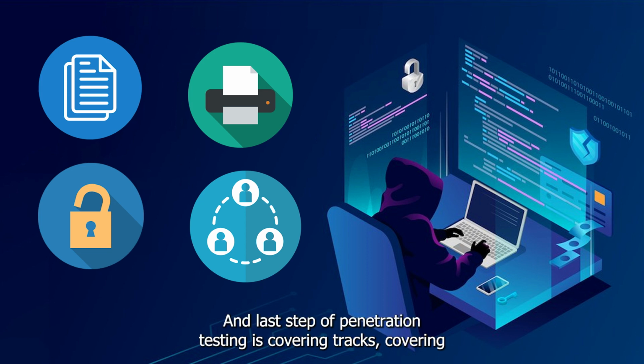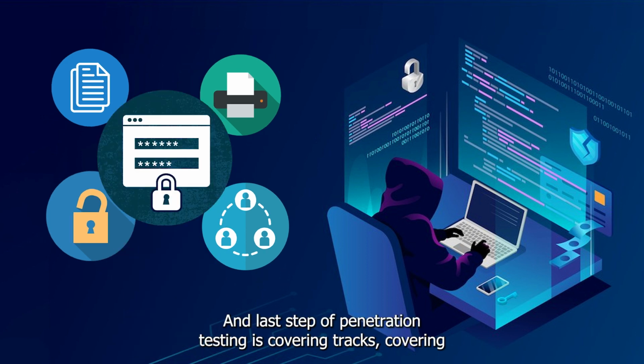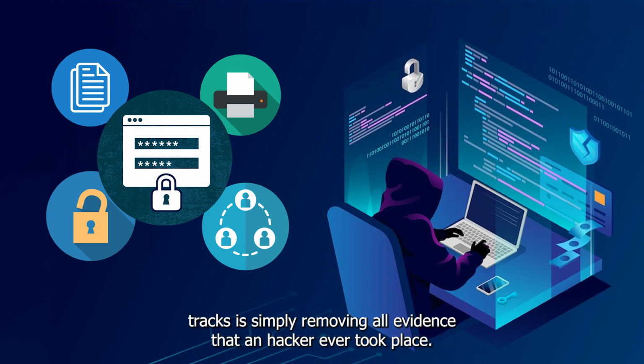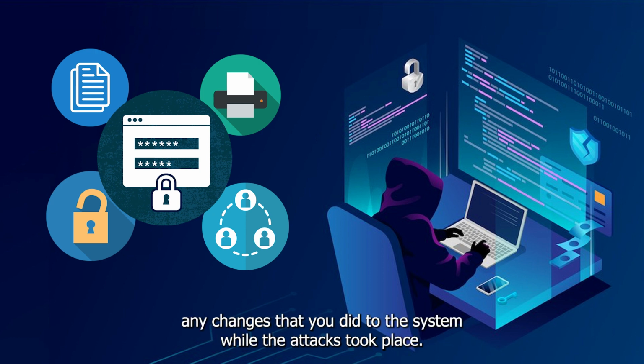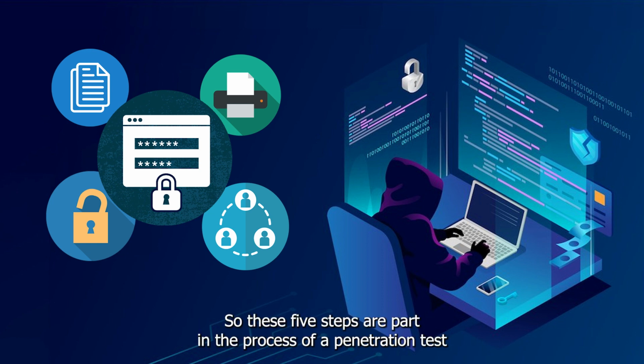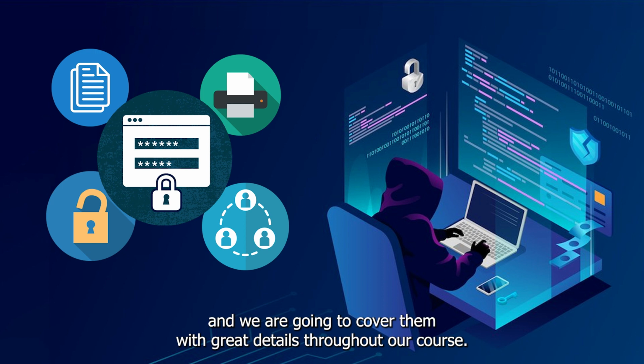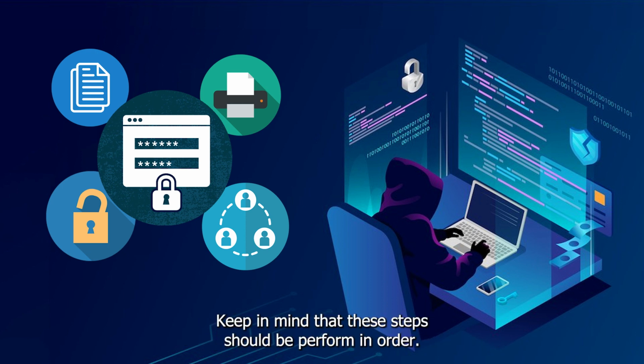And the last step of penetration testing is covering tracks. Covering tracks is simply removing all evidence that a hacker was ever there. This can involve deleting or hiding files, editing logs, or basically reverting any changes that you made to the system while the attacks took place. So these five steps are part of the process of a penetration test, and we are going to cover them in great detail throughout our course. Keep in mind that these steps should be performed in order.